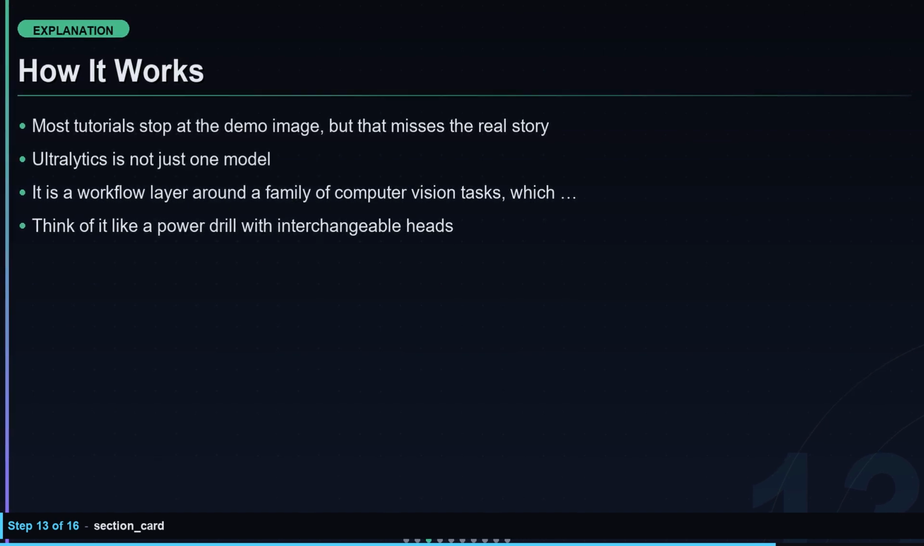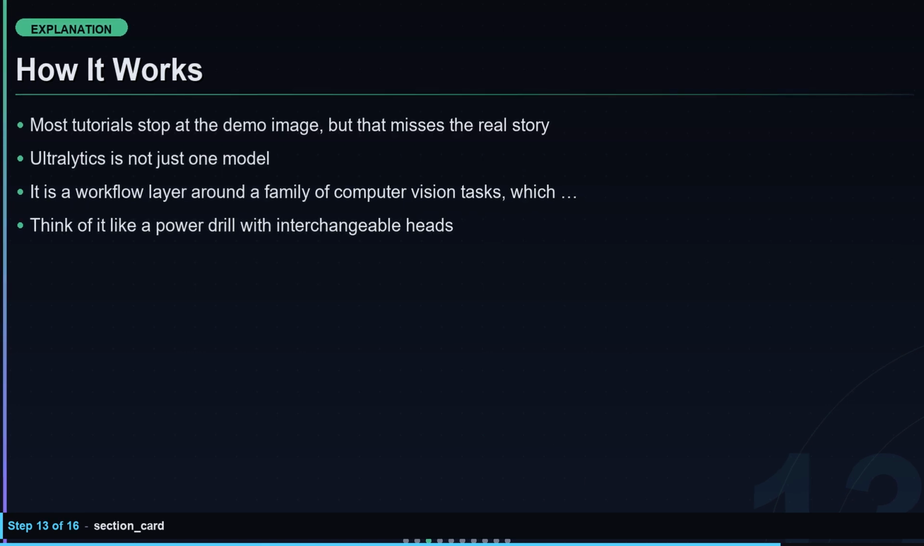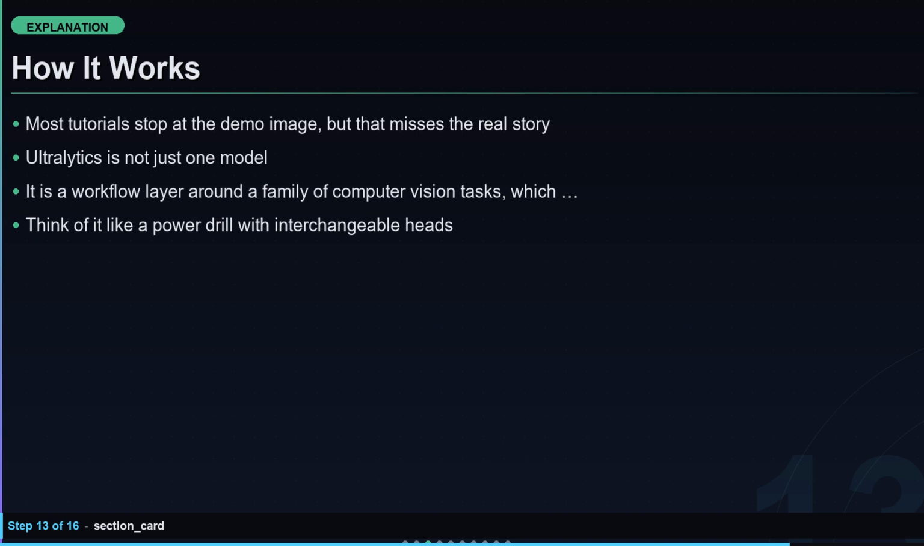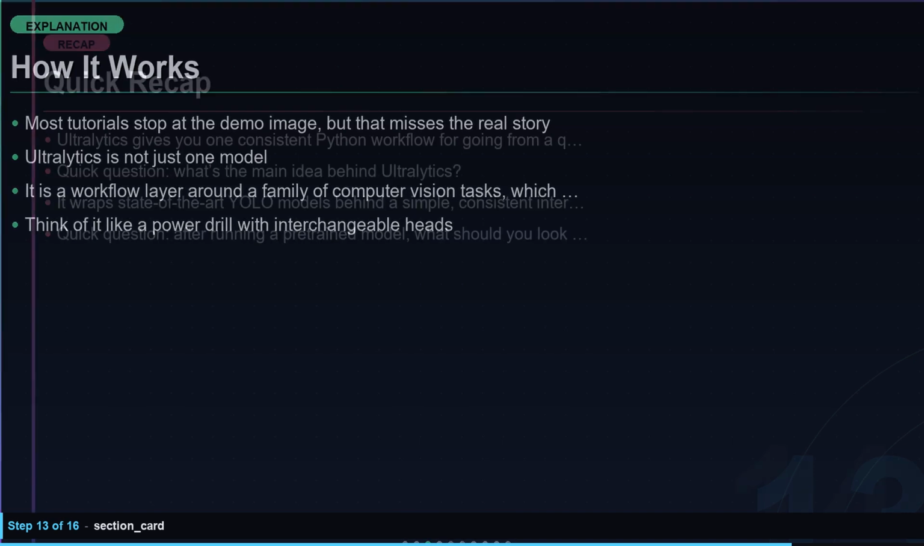So detection finds objects. Tracking follows them frame by frame. Instance segmentation outlines each object. Semantic segmentation labels every pixel. Classification assigns a category, and pose estimation predicts body or object key points.